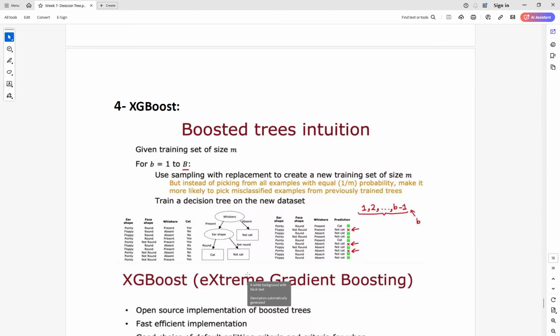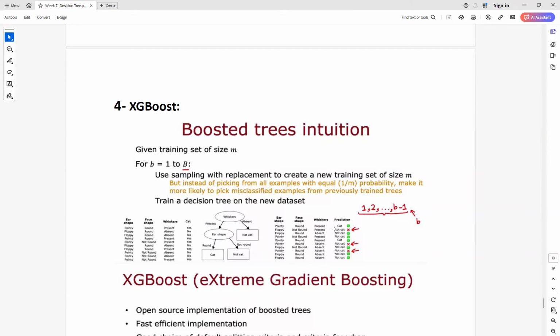Because this decision tree is not the best, it cannot classify perfectly, 100% correct. This decision tree, because this is the first one, has some misclassified output. For example, the image is a dog, but this decision tree classified it as cat. The second one is a cat, and it classified it as cat, correct. But the third one was a cat, but this decision tree classified it as dog. So there are some misclassified outputs.